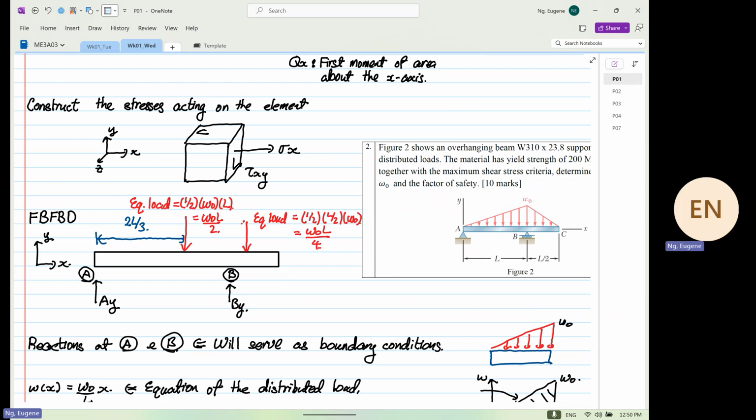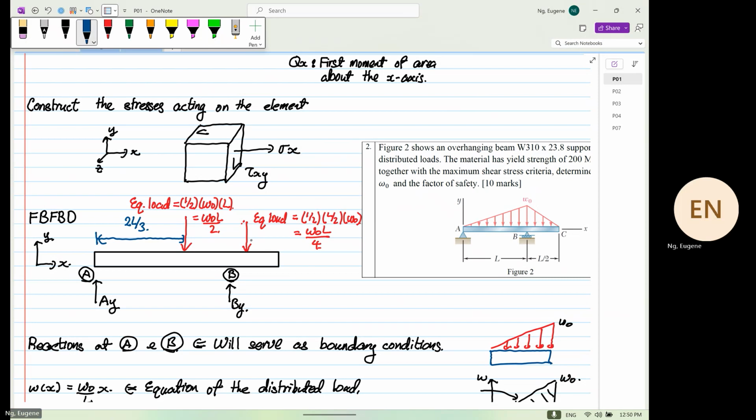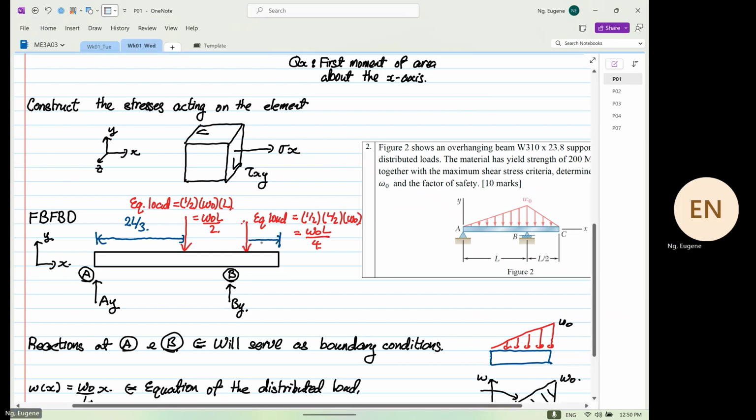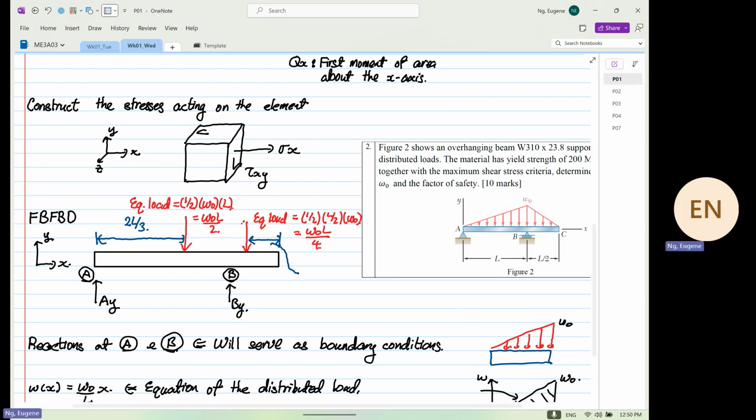Okay, and then the safest thing to do, you have to be really organized. The distance from here to here is equal to 2/3 multiplied by L over 2. So this will be equal to what? 2/3 multiplied, so this will be L over 3. Okay, am I right? L over 3. Right. So we got all our distances sorted out now.